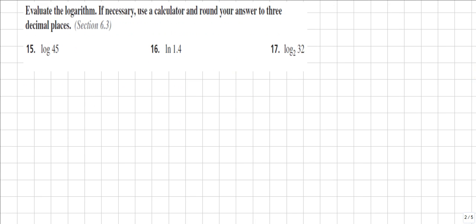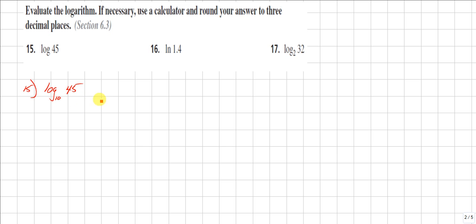And let's do the next one. I'm going to need a calculator for this, it looks like. So the first one is log base 10. Now, we don't show the base 10, but I'm just putting it there so you know that you can use a key on your calculator, your logarithm key. So we'll just simply type in log of 45.